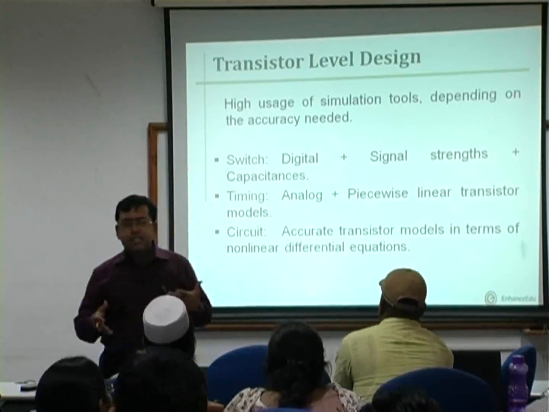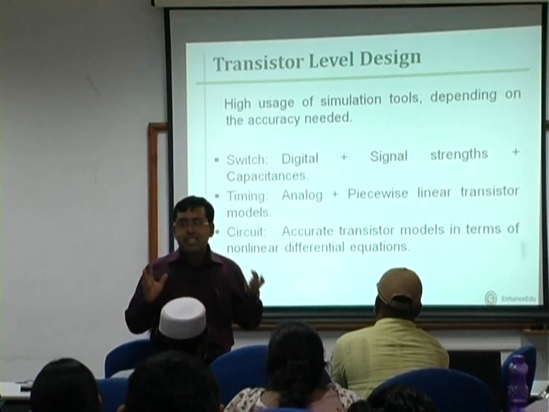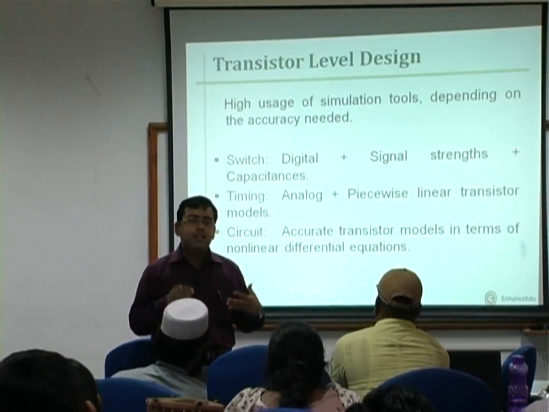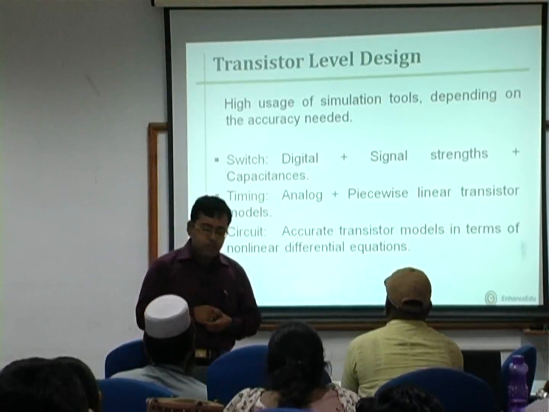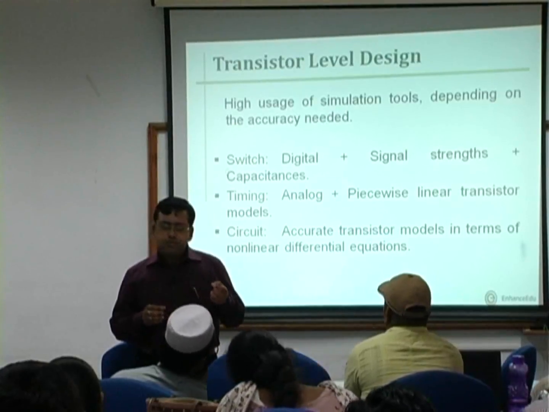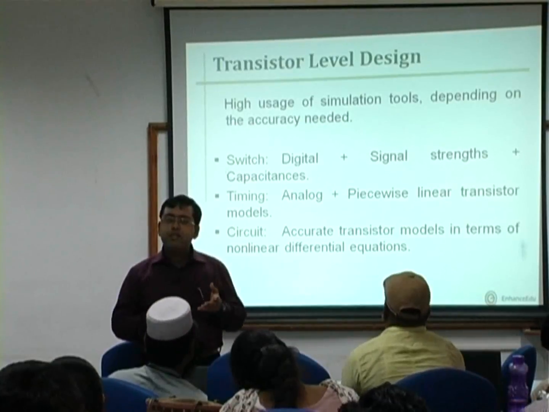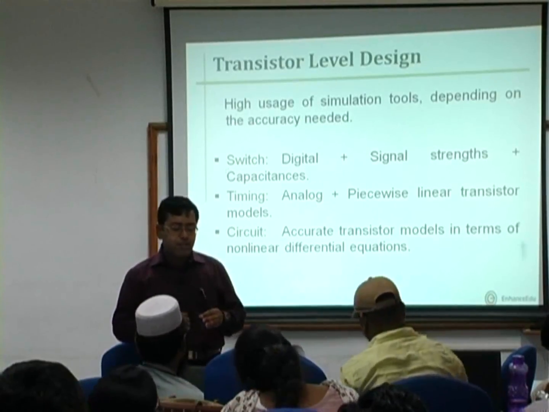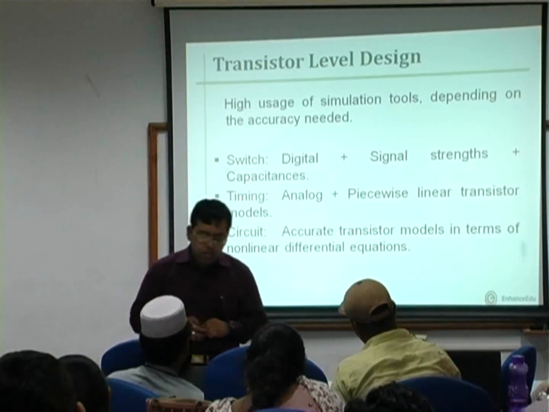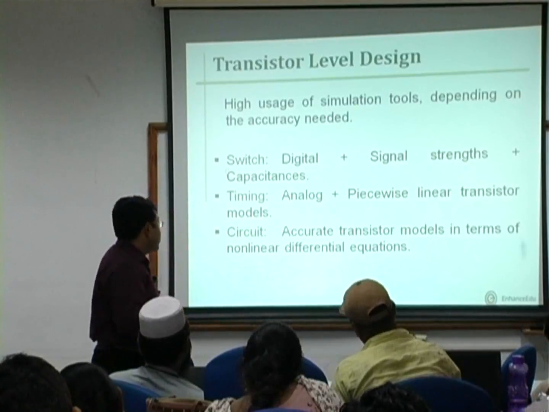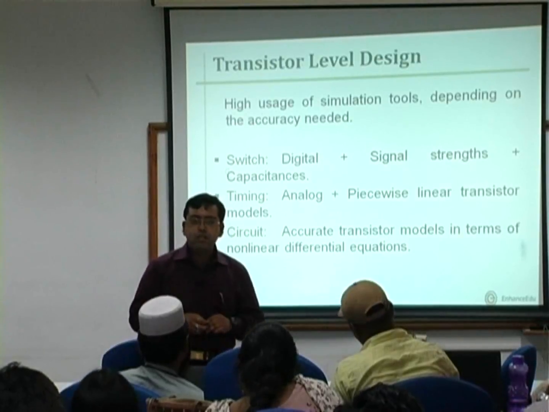Now after the gate level design, we come to the transistor level design, where we design the circuit as an interconnection of various transistor level components. And at the transistor level, we exercise the switching capabilities of the circuit. We see whether the timing behavior is met or not, and then we also model the circuit in terms of nonlinear differential equations that depict the behavior of the various components in the circuit.